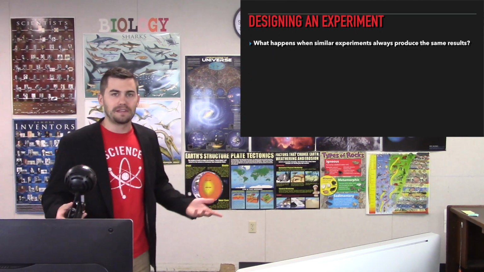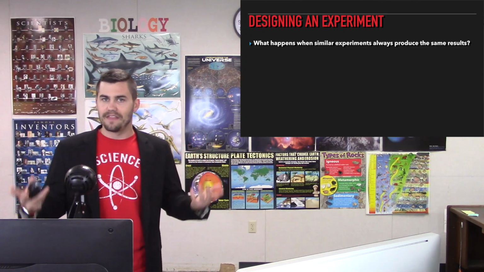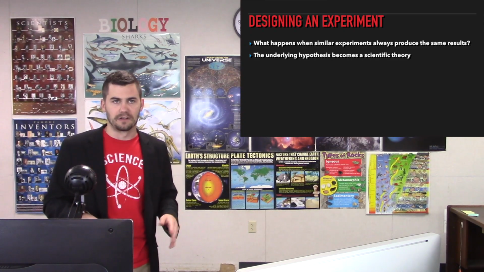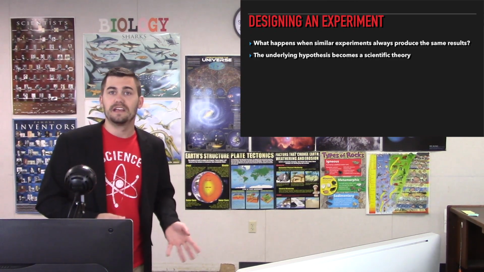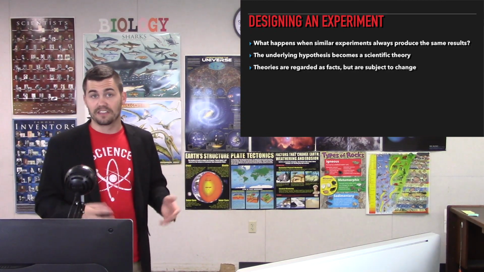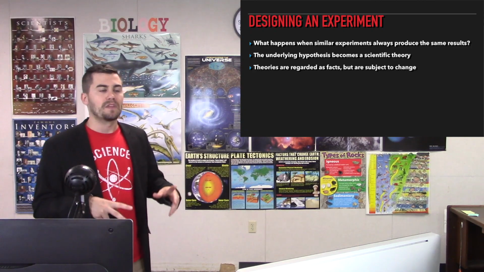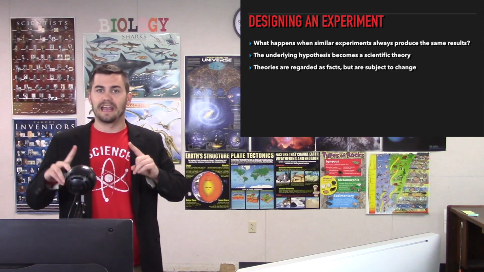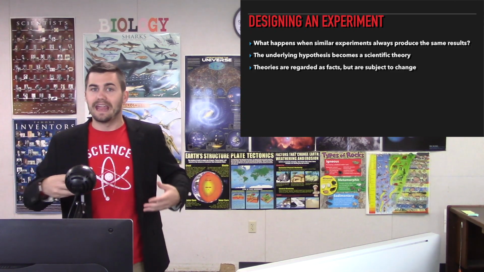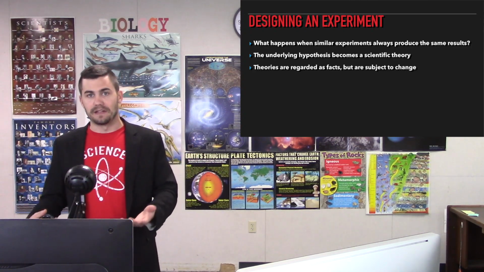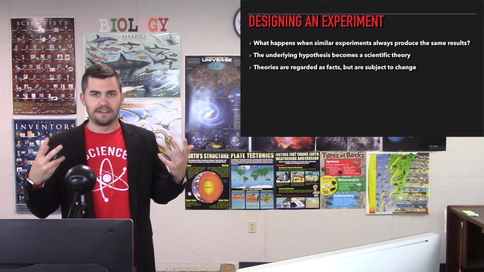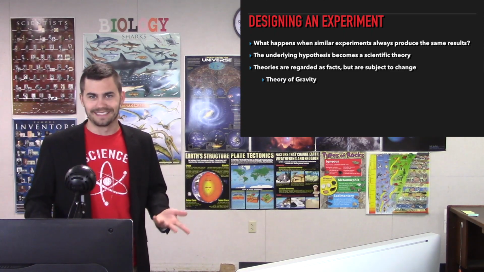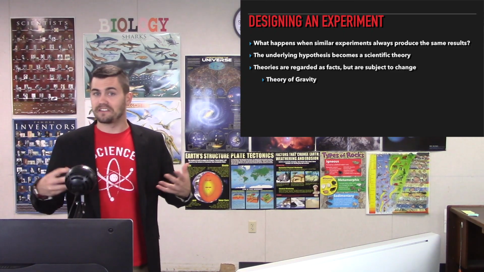So experiments like Pasteur's have been carried out, and they've basically been confirmed. So what happens when similar experiments always produce the same results? Well, the underlying hypothesis graduates and becomes a scientific theory. Theories in science are regarded as facts, but they are subject to change because they are tested and confirmed experimentally. And if new and better and different experiments show different results, then we will modify our theory. But some theories, that just isn't going to happen. So the theory of gravity, that's just plainly a fact.